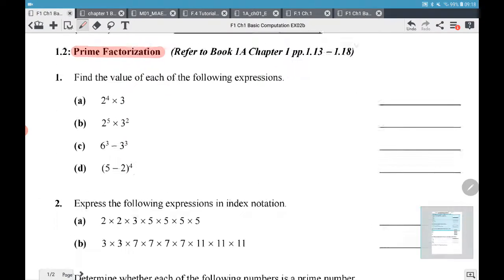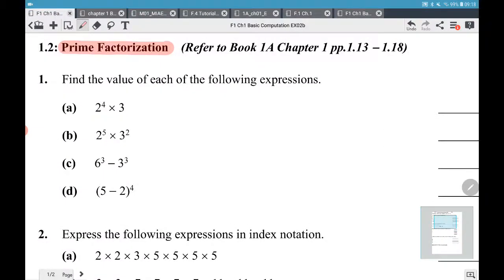Okay, the prime factorization. Of course, the first word, prime, means a prime number. A prime number means it has only two factors, that is 1 and itself. For example, 5 is a prime number, because the factors of 5 are only 1 and 5 itself. So 5 is an example of a prime number.